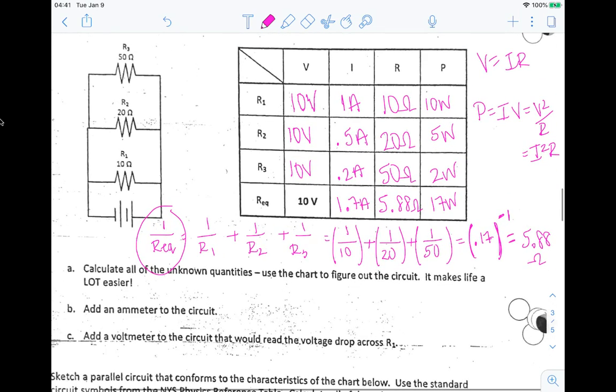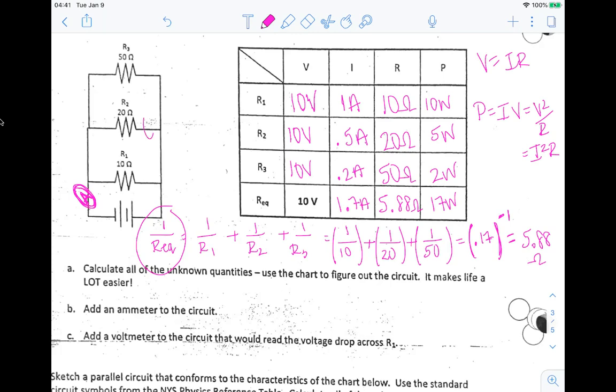Letter B says to add an ammeter to your circuit. It doesn't specify where you want your ammeter to go. So I'm going to put my ammeter right over here. Here's my A. This ammeter, where I placed it, has the ability to now travel down each path where your resistors are. So where I place the ammeter, it would read your total current in your circuit.